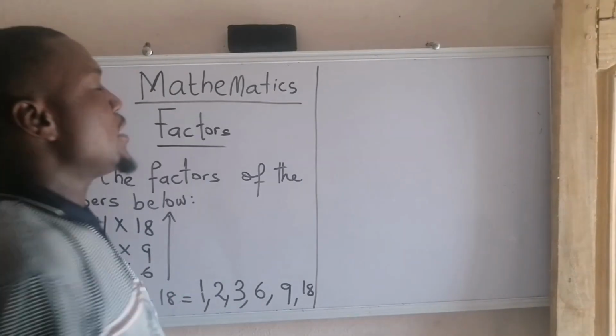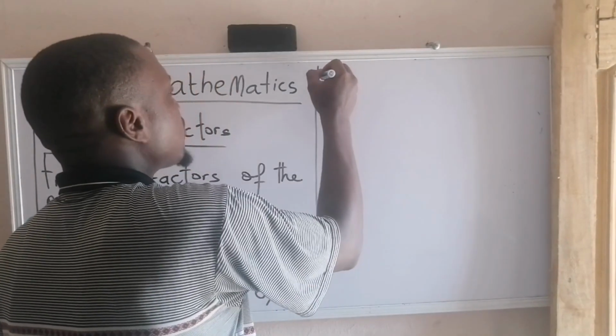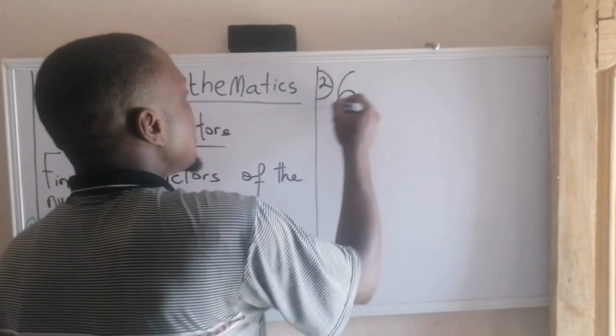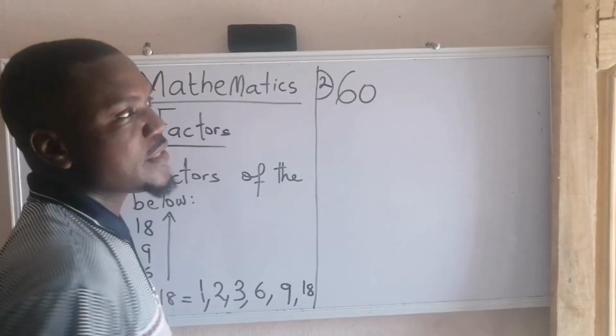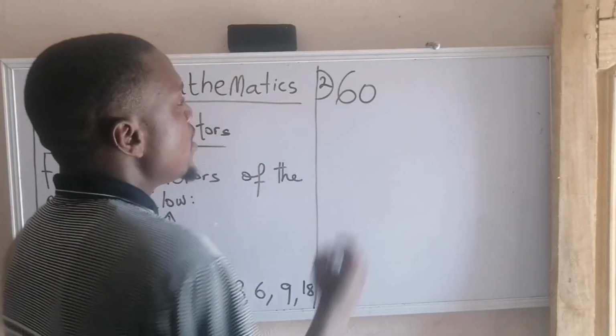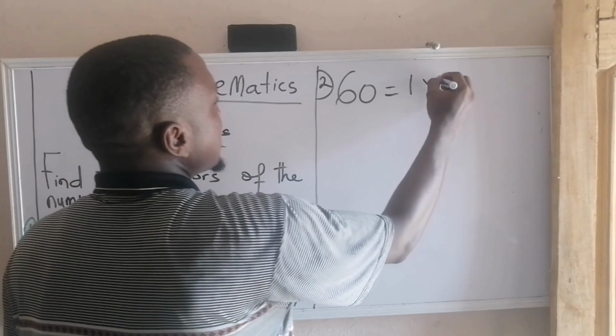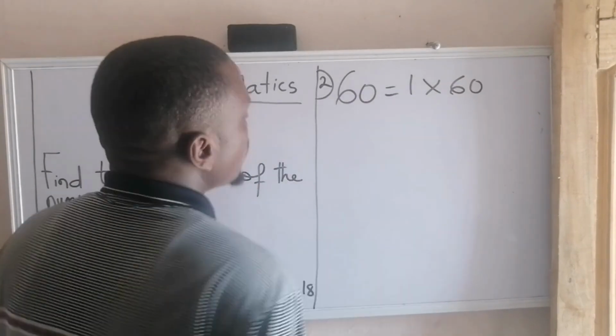18. Now let's go to another example. Let's say that you are asked to find the factors of 60. What are you going to do? You start with your 1. You say 1 times 60. 1 times 60 is what?